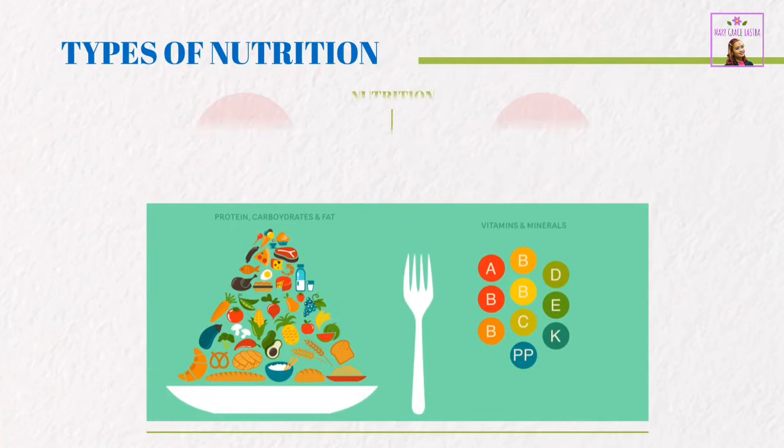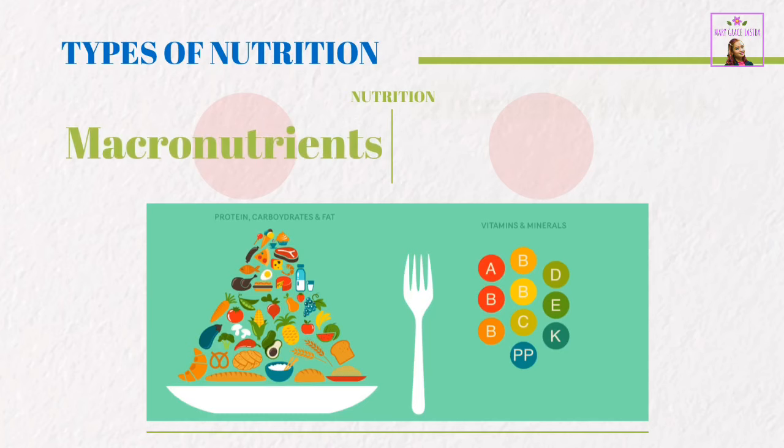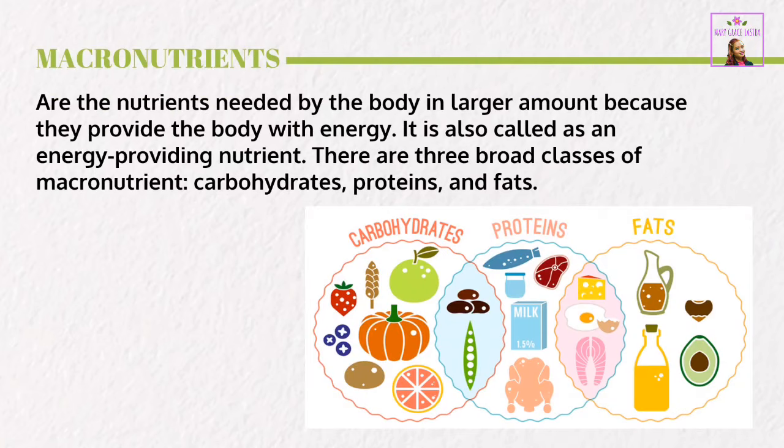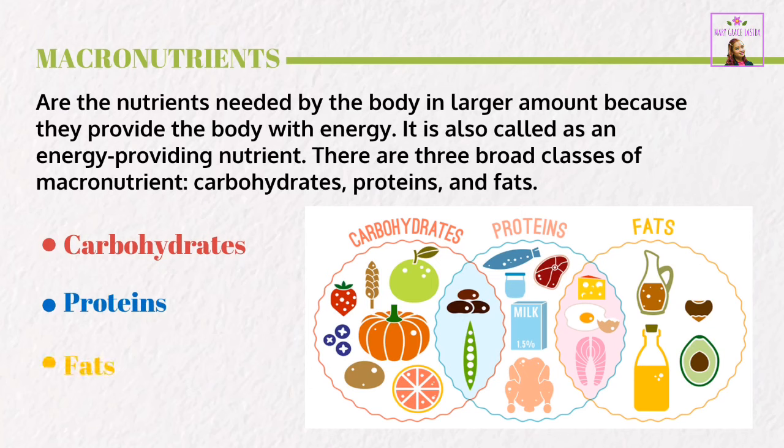Types of nutrition. Macronutrients. Micronutrients. Macronutrients are the nutrients needed by the body in larger amounts because they provide the body with energy. It is also called an energy-providing nutrient. There are three broad classes of macronutrient: carbohydrates, proteins, and fats.